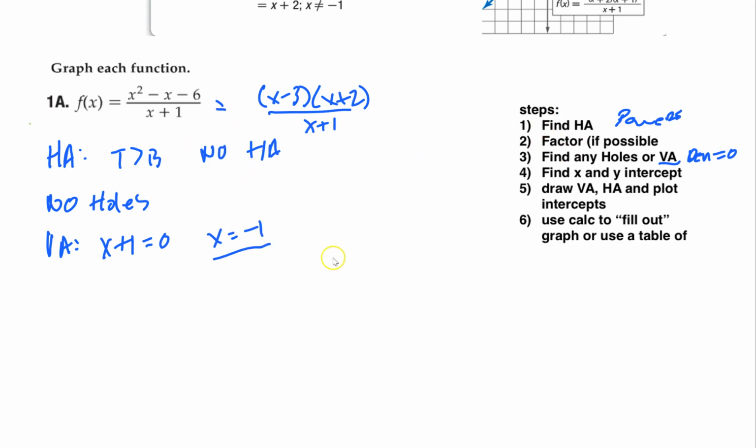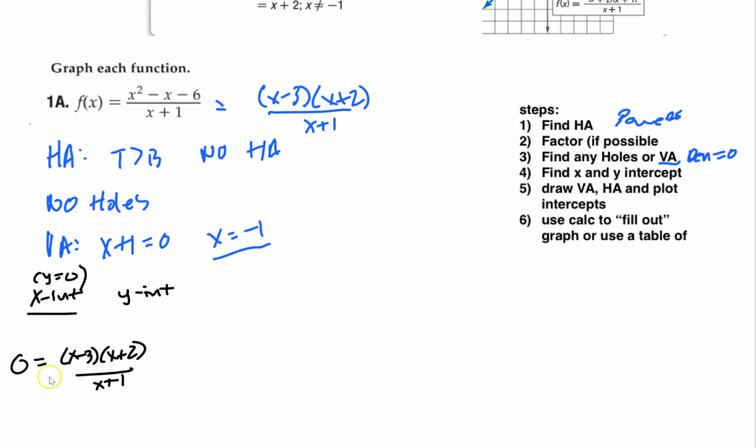Now, so we can make the graph a little better, let's find the x and y intercepts. So let's find the x-intercept and the y-intercept. If you remember, for the x-intercept, you just set y equal to 0. So let's go back to our equation. We're going to have 0 equals x minus 3, x plus 2 over x plus 1. That's how we find our x-intercept. I know it looks a little scary, but don't freak out. You multiply both sides by x plus 1.